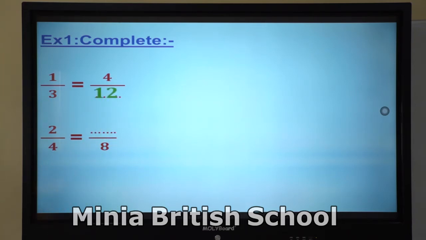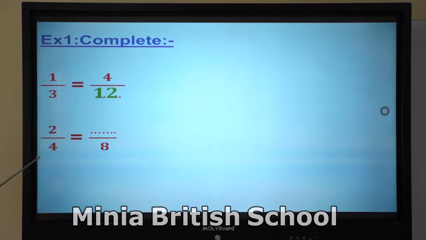So to find the equal fraction, when you multiply the numerator by any number, you have to multiply the denominator by the same number. If you multiply the numerator by 2, you have to multiply the denominator also by 2, and so on. What about number 2?